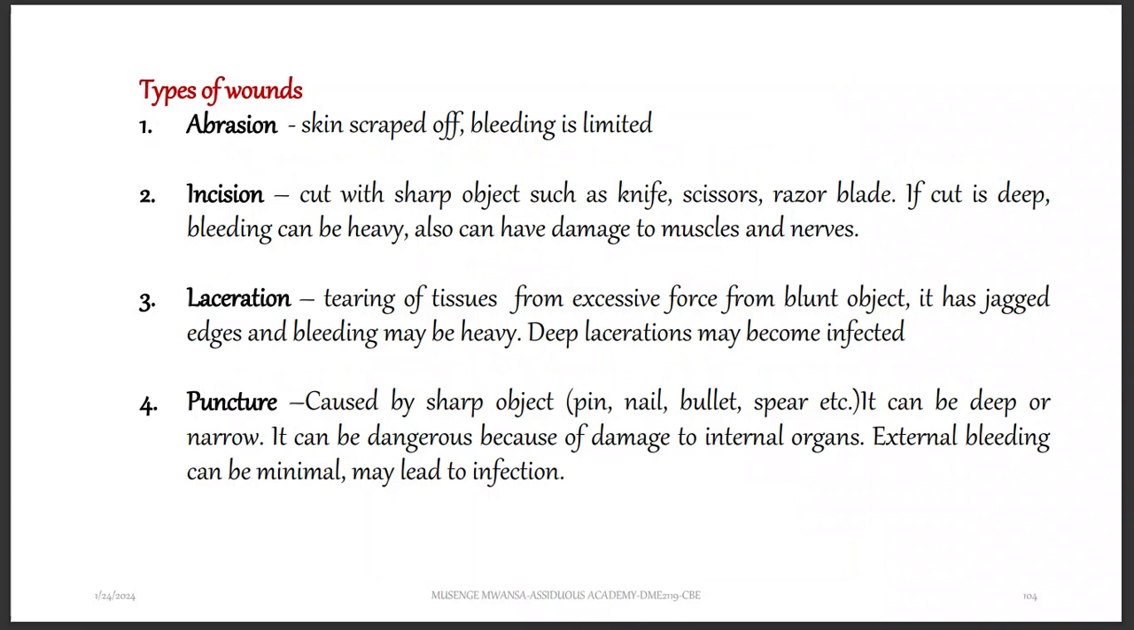There are different types of wounds, and they include abrasion. Abrasion is basically scraping off the skin. So bleeding is going to be limited when there's an abrasion. There's also an incision, which is a cut with a sharp object like a knife, scissors, razor blade. If the cut is very deep, bleeding is going to be very heavy and it can damage muscles and nerves.